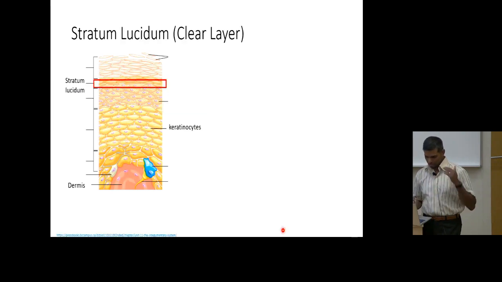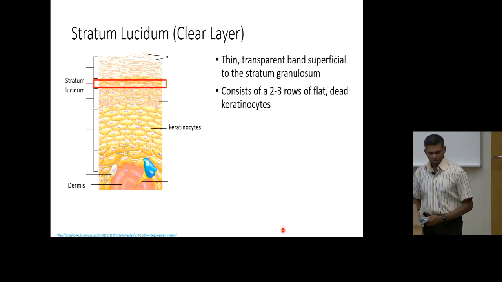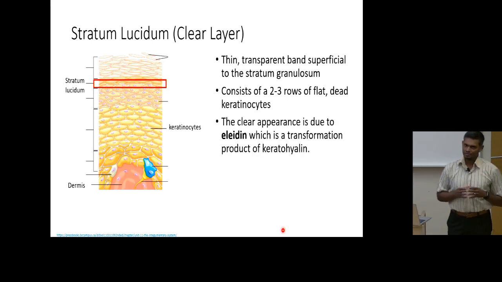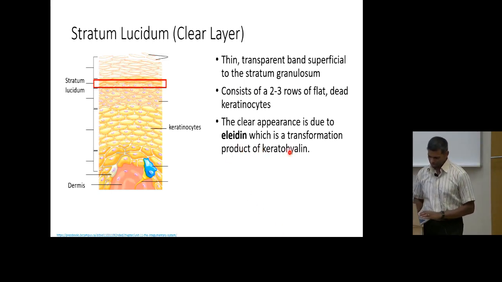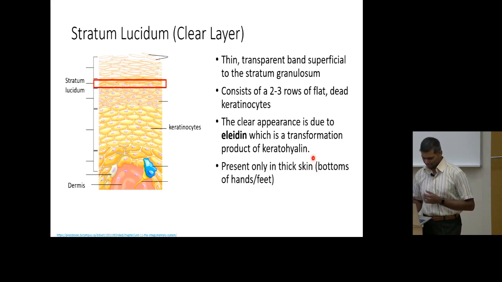Okay, so with that, we continue moving upward and we come to the stratum lucidum, which is found only in thick skin. Notice that this contains 2 to 3 layers of flat, dead keratinocytes, and this layer appears clear for a couple of reasons. One, the organelles have all been degraded, but you also have a substance called eleidin, which is a transformation product of keratohyalin. That's why this layer looks very clear. And you will see this type of skin only in the soles of your hands and feet.